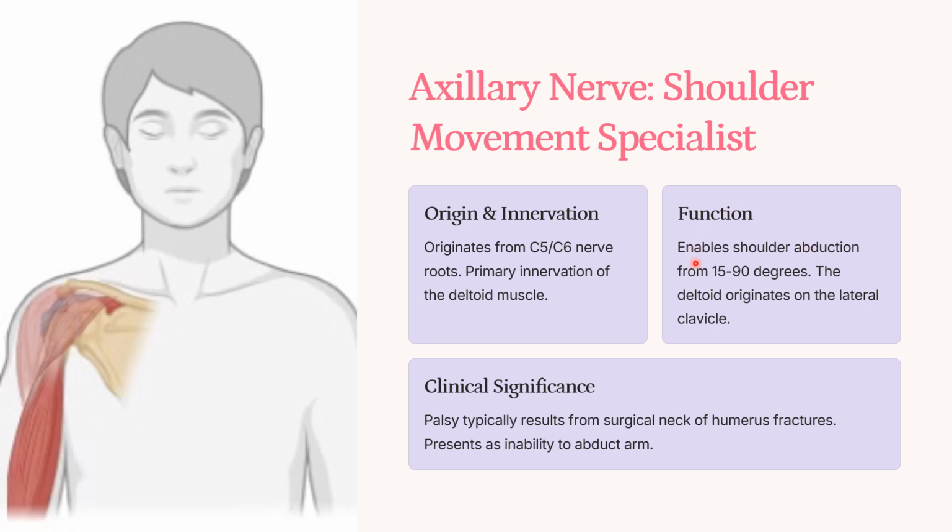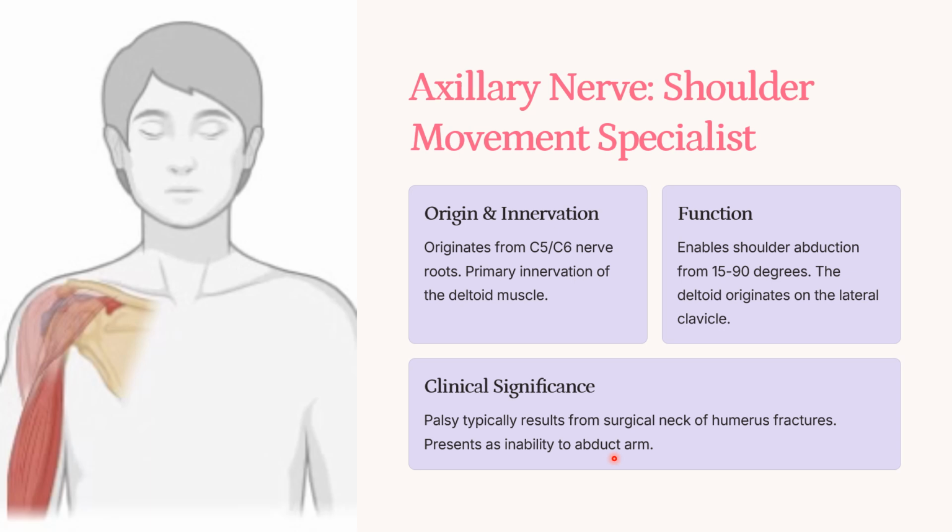But the first 15 degrees of shoulder abduction, from 0 to 15 degrees, is by the supraspinatus, and then from 15 to 90 degrees is by the deltoid muscle, which is supplied by our axillary nerve. Axillary nerve palsy can happen when there is any damage or fracture to the surgical neck of the humerus. Once a palsy happens, it will present with inability to abduct the arm.